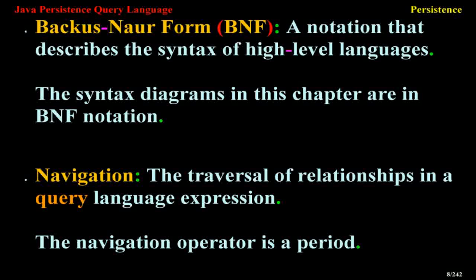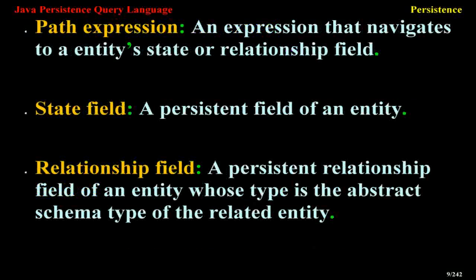Backus-Naur form, BNF. A notation that describes the syntax of high-level languages. The syntax diagrams in this chapter are in BNF notation. Navigation. The traversal of relationships in a query language expression. The navigation operator is a period. Path expression. An expression that navigates through an entity's state or relationship fields. State field. A persistent field of an entity. Relationship field. A persistent relationship field of an entity whose type is the abstract schema type of the related entity.